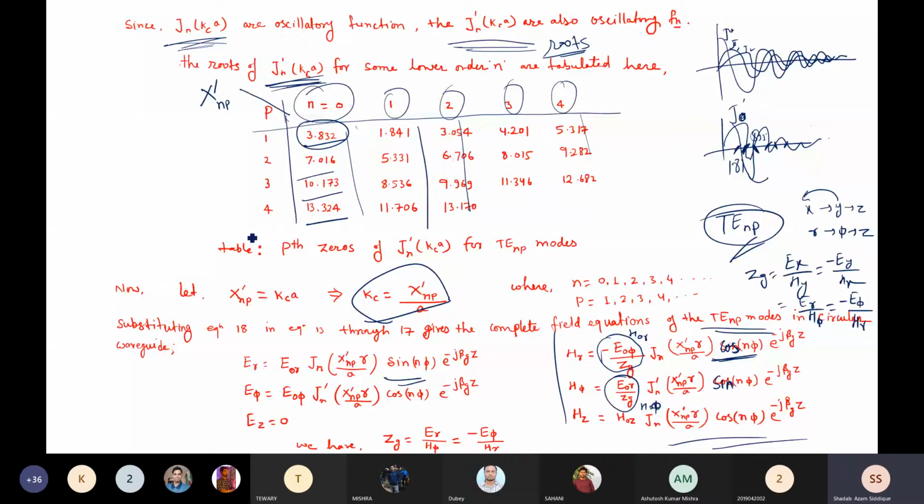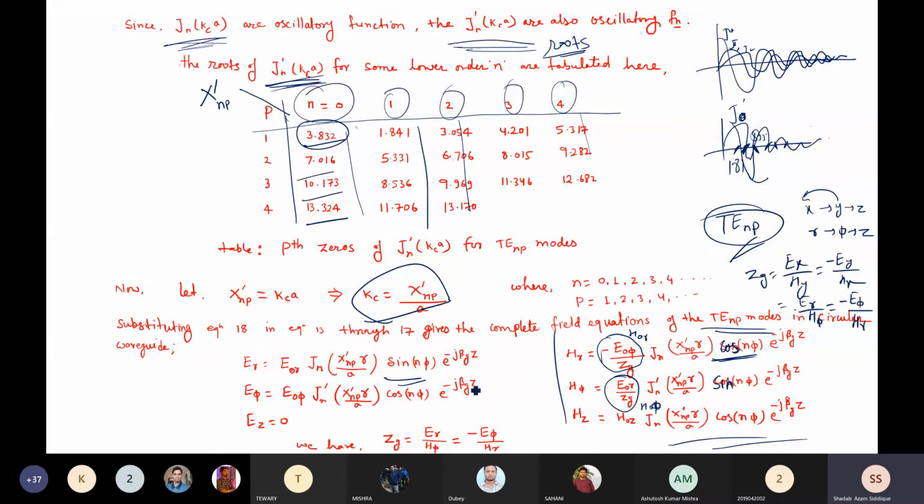So that can be the x dash n p. For different x dash n p, we got the zeros. At this x dash n p we got zero, and at this x dash n p we got zero. From this table, we found the least x dash n p is 1.841, and that has n and p equal to 1. That's why the TE11 mode is the dominant mode.